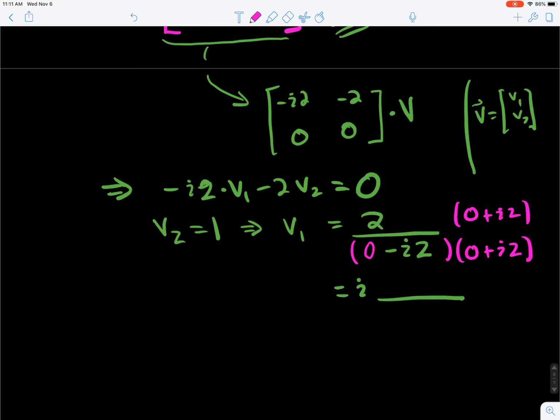And after you do this, you're going to get the i at the top. And at the bottom, the i's are going to cancel, and you're just going to get a 2 at the bottom. So what we have is... my apologies, there's a small typo at the top. Instead of a 2, you should have a 4. So then this reduces to 2.